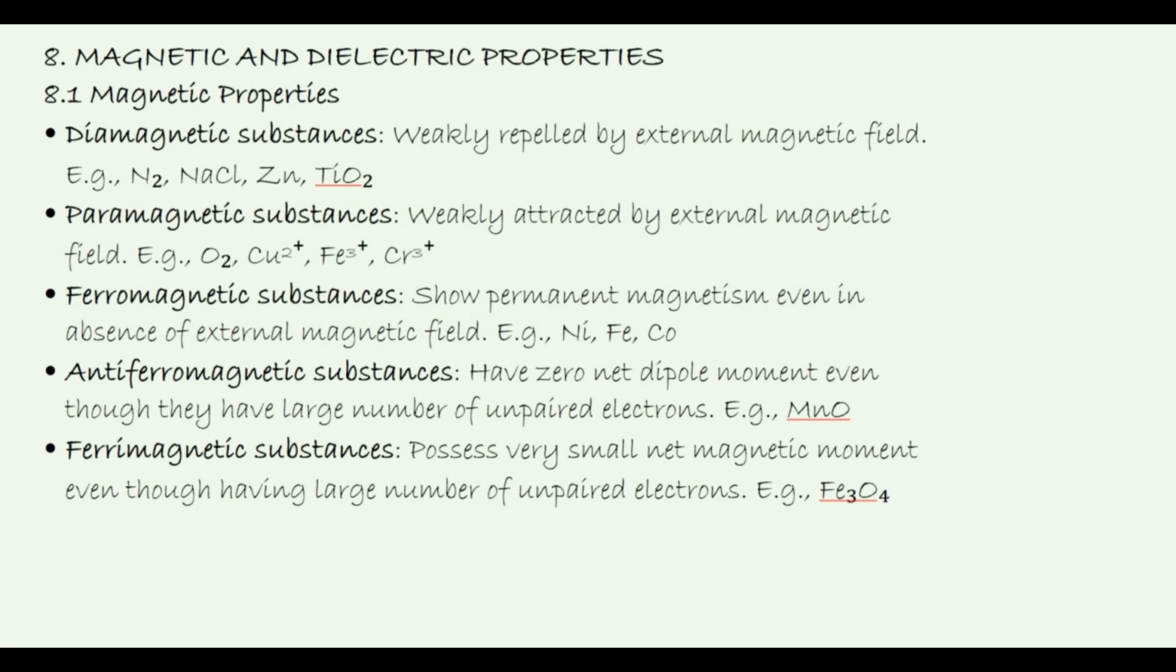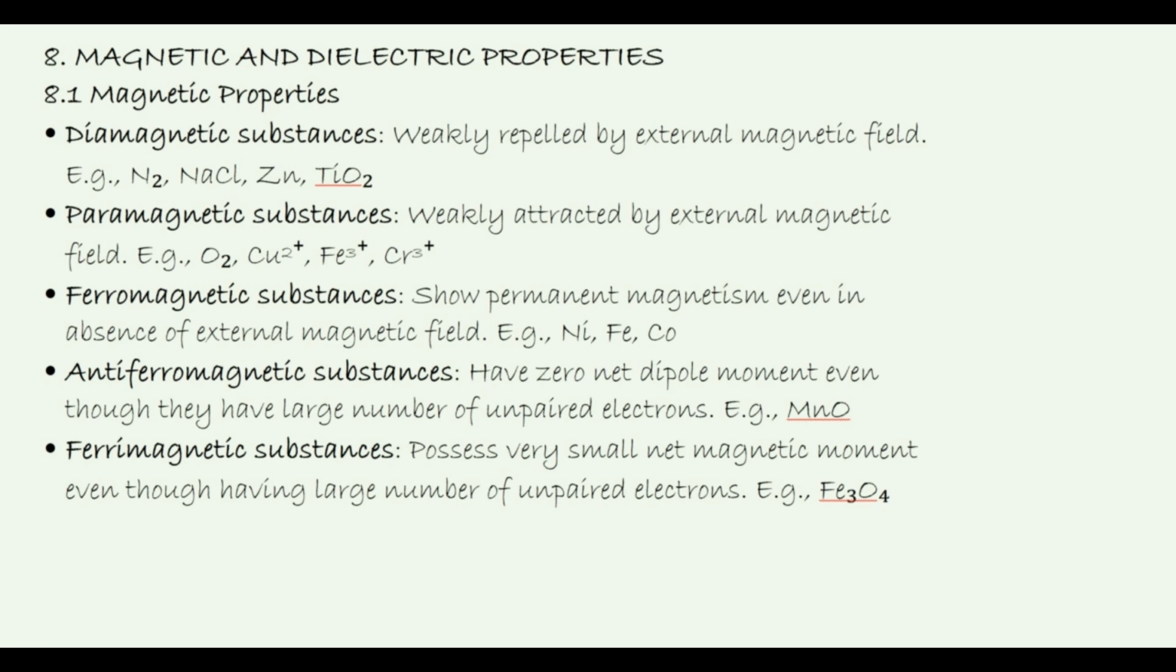Then magnetic and dielectric properties. The first one is diamagnetic, weakly repelled by the external magnetic field. For example, N2, NaCl, zinc and titanium dioxide. Paramagnetic substances are weakly attracted by the external magnetic field. The examples are oxygen, O2, Cu2+. Whichever have unpaired electrons are paramagnetic, paired electrons are diamagnetic. That we know very well.